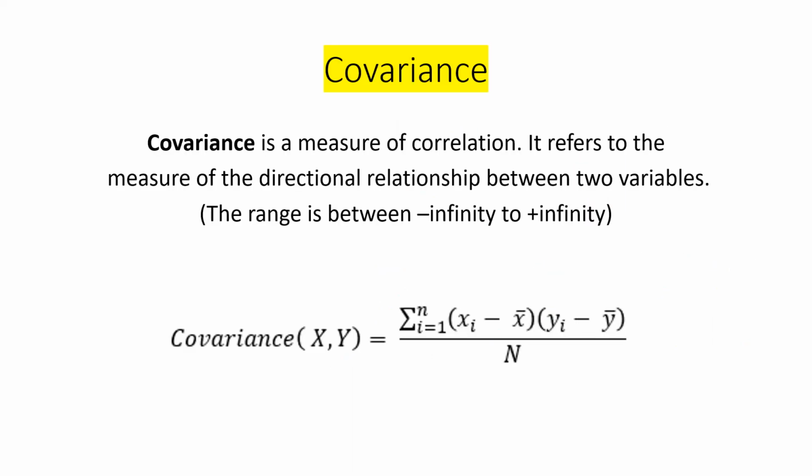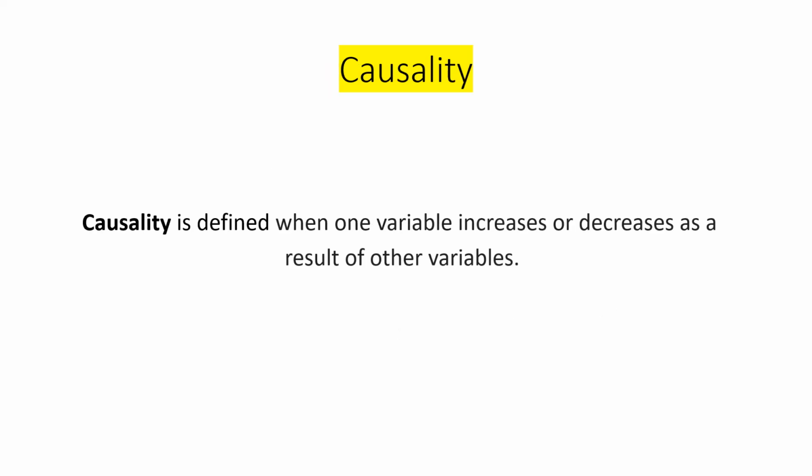Covariance. Covariance is a measure of correlation. It refers to the measure of the directional relationship between two variables. Its range is between -infinity and +infinity, and it is calculated using the following formula. Finally, we have causality. Causality is defined when one variable increases or decreases as a result of other variables. That's all for this video.